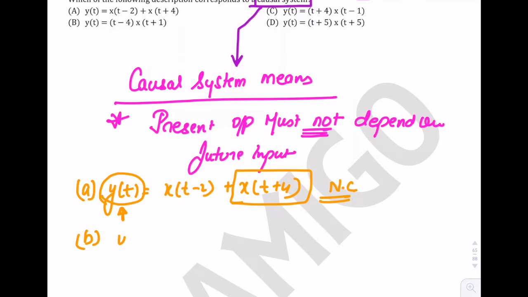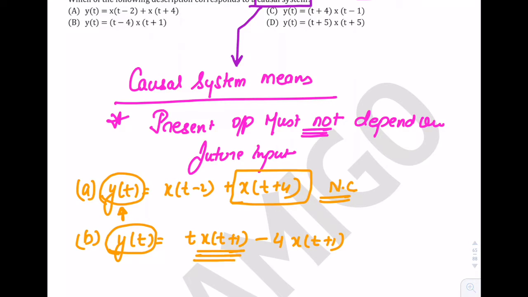Option B, y(t) equals t times x(t+1) minus 4x(t+1). Now we can see that the present value of output, that is y(t), is dependent on future input, that is x(t+1). So it is again non-causal.